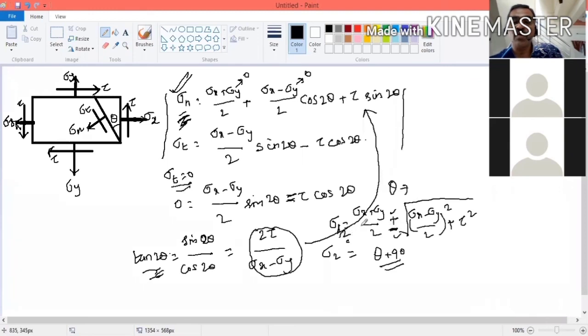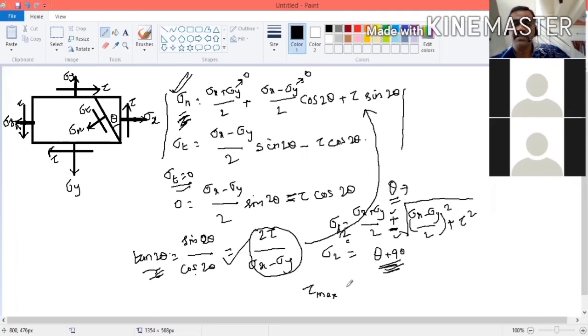At what angle is sigma 1 maximum? At theta. Theta can be calculated using this equation. Sigma n is minimum, that is sigma 2, at theta plus 90. Similarly, you can find the maximum shear stress also.